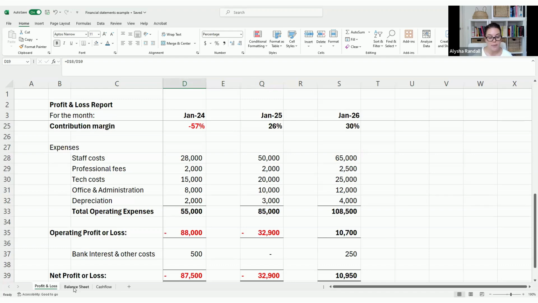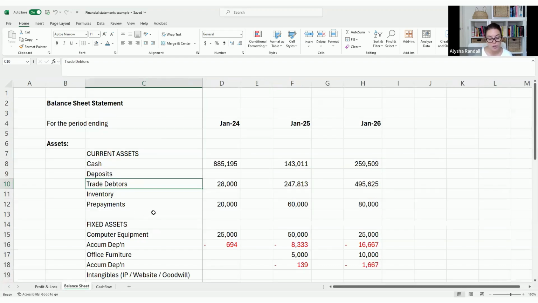Okay, so next up is the balance sheet. This is basically what your company owes or owns.